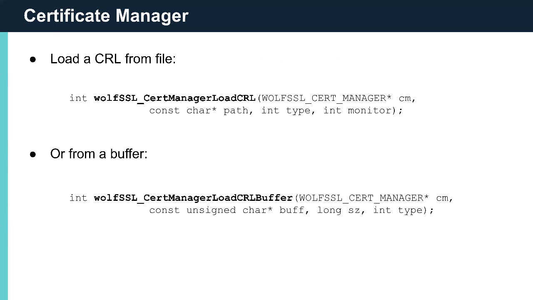So this is taking a path to a CRL file or a CRL directory. And then if you want us to monitor the directory and load in new files. If you don't want to use files, you can use a C array or buffer using the function on the bottom here.